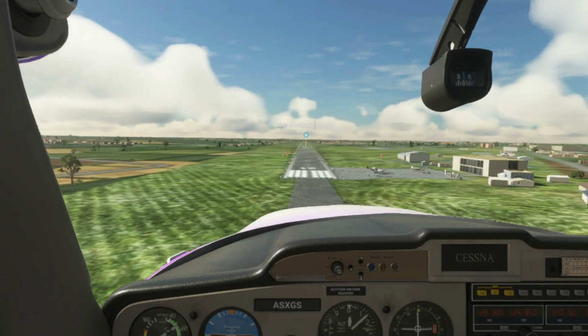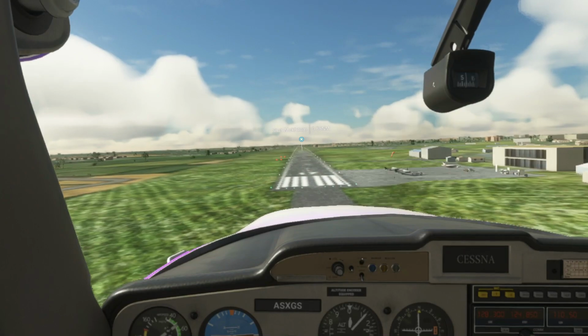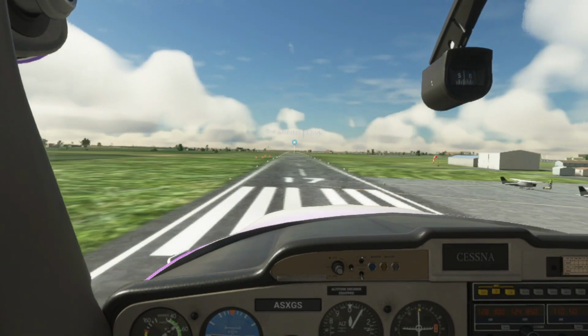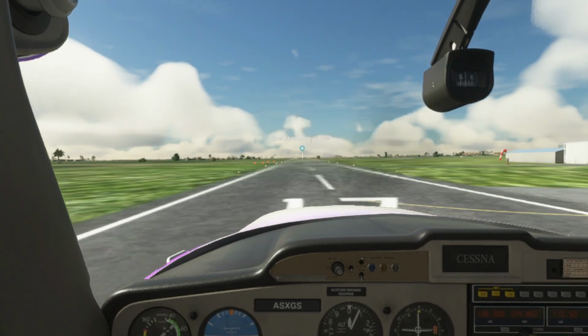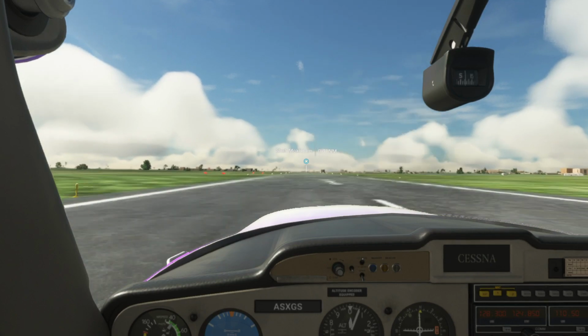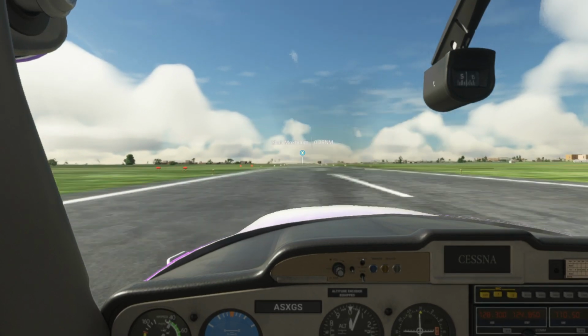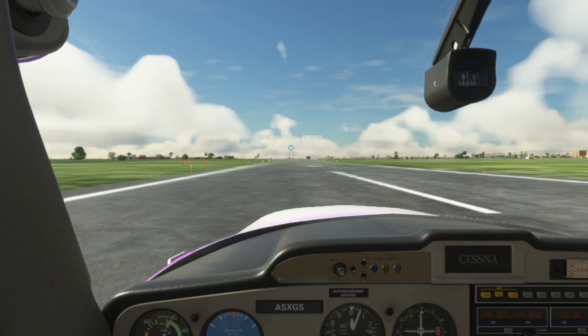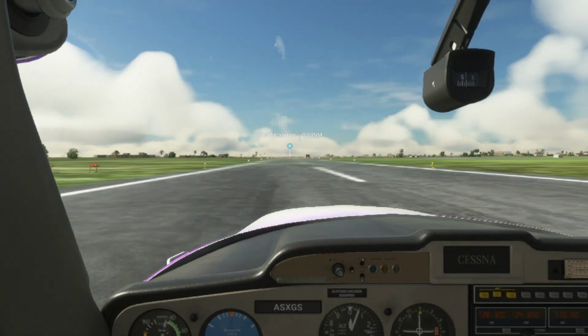And once we're at that phase, we can cut the power to idle, and as you can see now, just cut the power to idle, pull the nose a bit, and it's gonna slowly drop down like that, and then you have a butter landing. We're a bit off the center line. It's fine because it's a small plane.